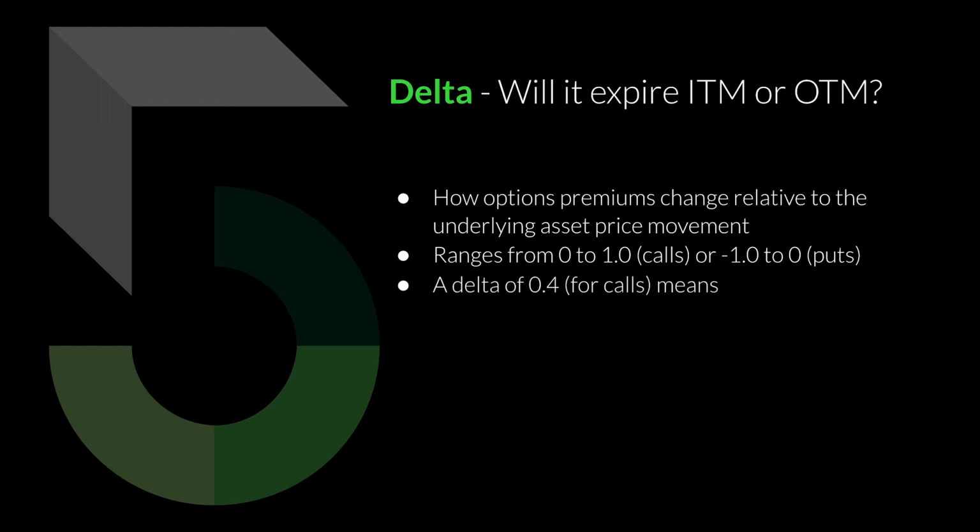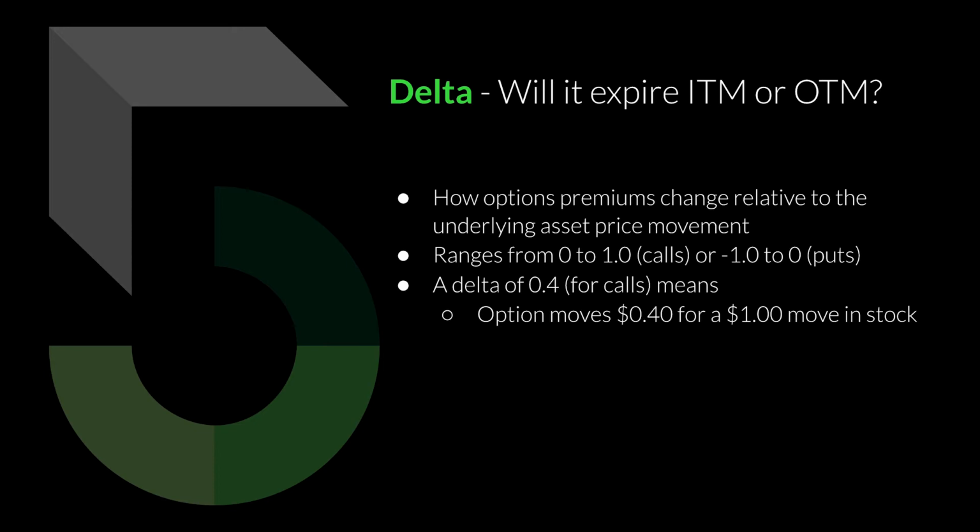So for example, a delta of 0.4 for calls, obviously, it means that an option will move 40 cents for every $1 move in the underlying stock. So if a stock moves $1, options price would move 40 cents. If the stock moved $2, the options price would move 80 cents.